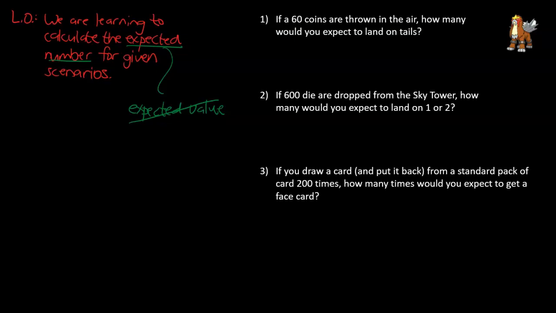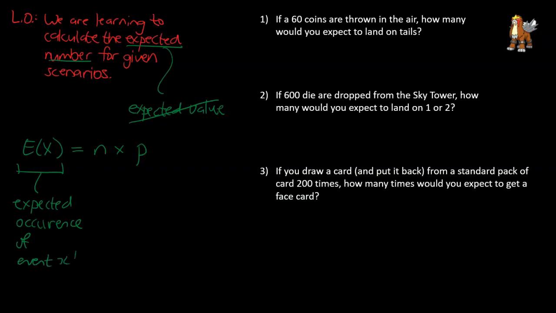The very first thing I want to look at for expected number is the formula that you need to be familiar with. So we've got E(X) is equal to N times P. And let's break this down into its three components so you know exactly what they mean. So this E here stands for the expected number, the expected occurrence of event X. Whatever event X is.